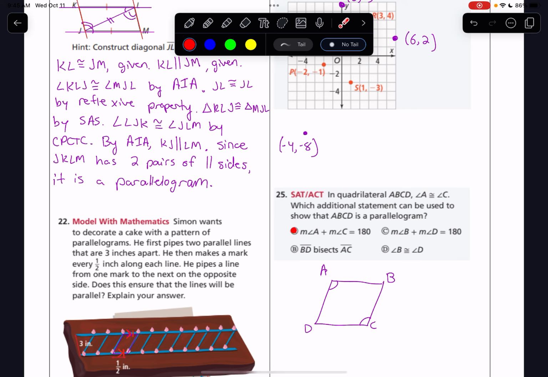Well, actually, if the same pair of angles is congruent and supplementary, it makes them 90 degrees, and it shows that this is a rectangle. But it just needs to be a parallelogram. If I know that BD bisects AC, then that's nice, but that's not using the given information here. If I know that the measure of angle B plus the measure of angle D is 180, those opposite angles being supplementary doesn't actually mean anything to me right now. But if I know that angle B is congruent to angle D, I know that the opposite angles of my shape are congruent, which means I have a parallelogram.